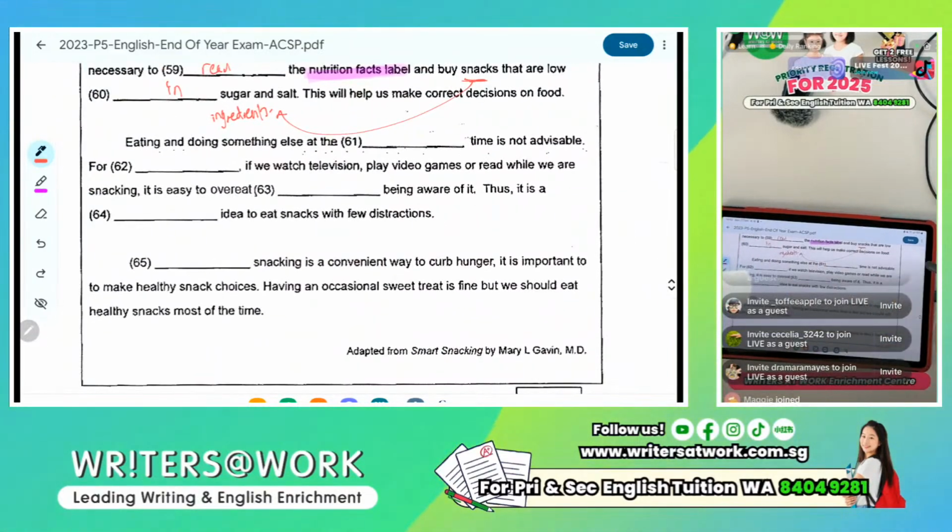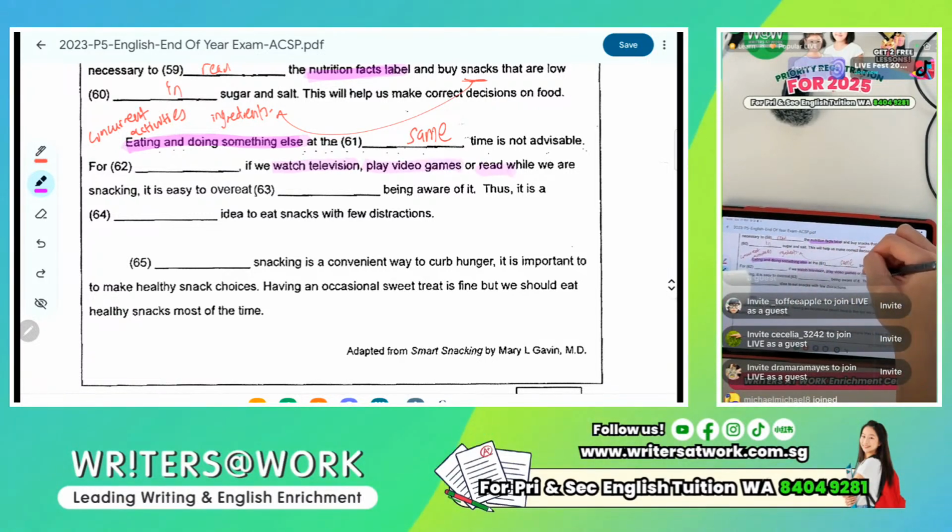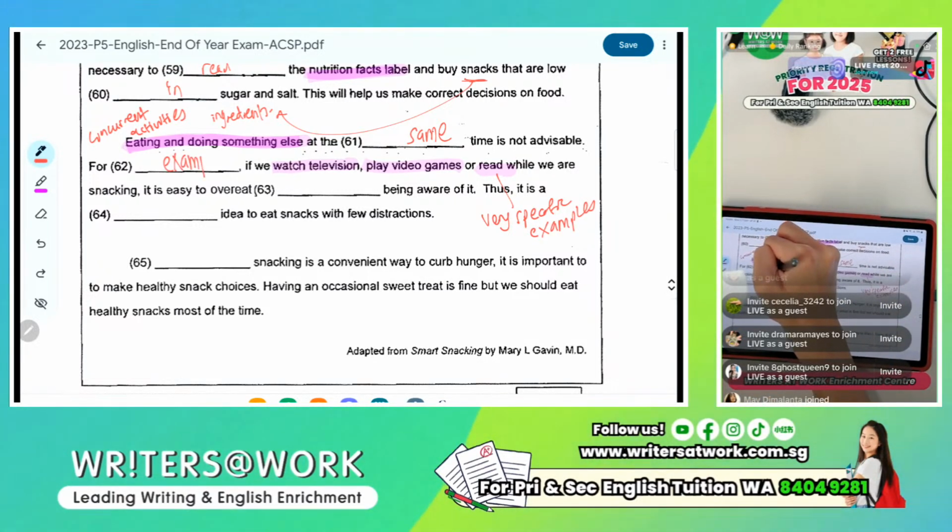Eating and doing something else at the dash time is not advisable. So we are looking at concurrent activities. Okay? So we will say at the same time. For dash, we watch television, play video games, or read while we are snacking. So over here, these are very specific examples. Okay? So it will be for example.